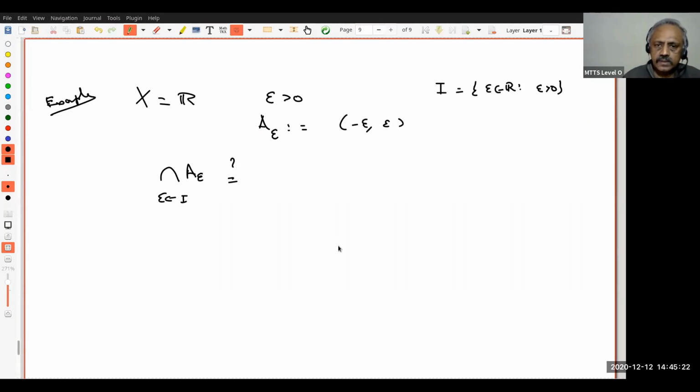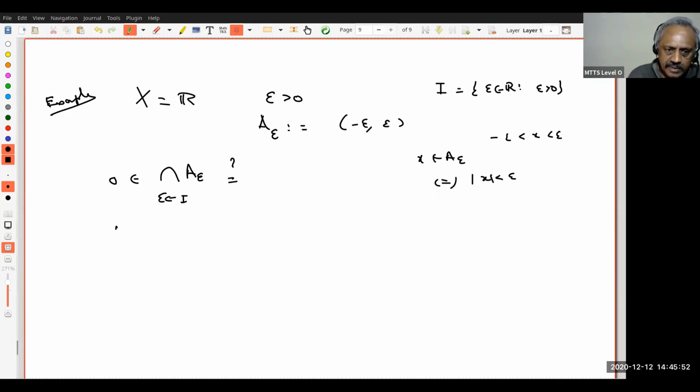First notice when x belongs to A epsilon. Of course, you can say x lies between minus epsilon and plus epsilon, but there is also another way of saying it: if and only if mod x is less than epsilon. Therefore, there is an obvious guess. You know that 0 belongs to that, because 0 belongs to each and every one of them.